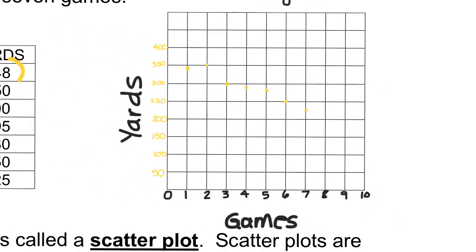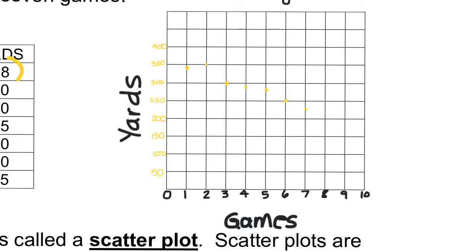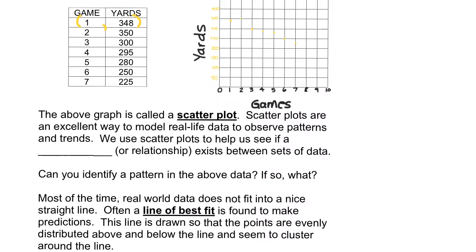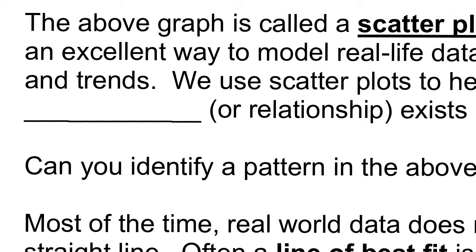Now this is called a scatter plot. As you can see, this is based on real-life data, and real-life data isn't always pretty. It looks kind of ugly sometimes. These scatter plots are an excellent way to model real-life data to observe patterns and trends. We use scatter plots to observe relationships and to see if those relationships exist between sets of data. So we call that a correlation.